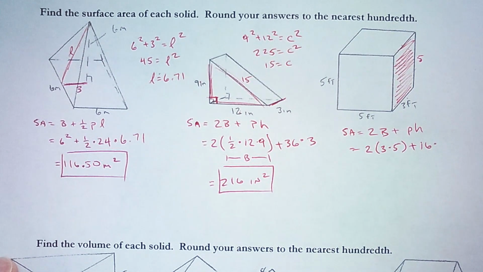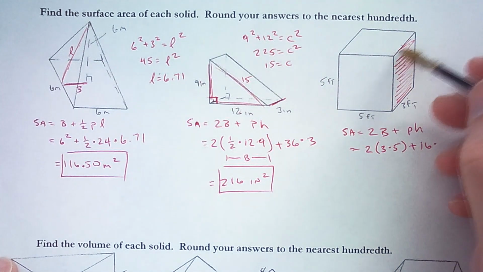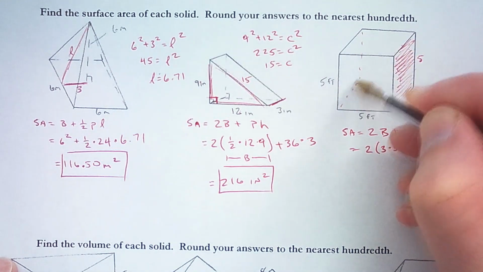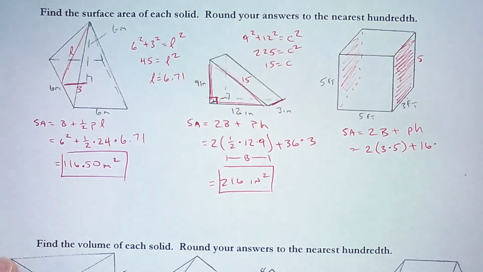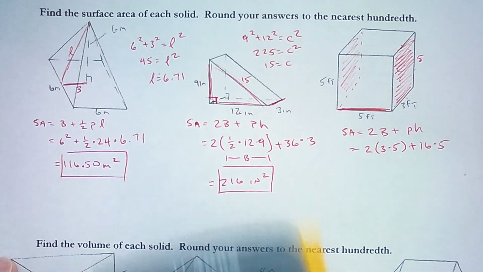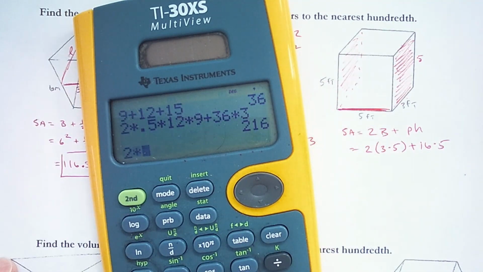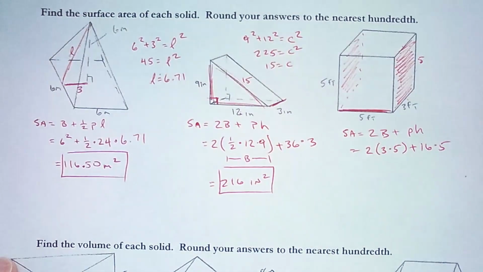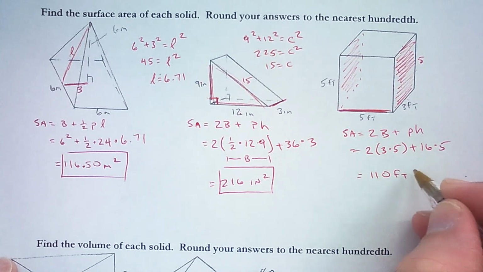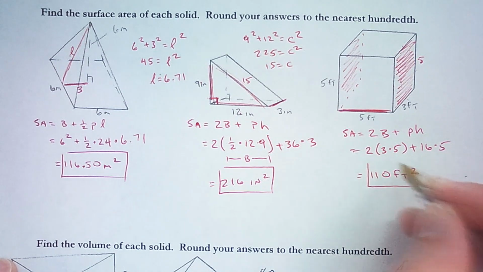Times the height, and the height is the distance between the bases. So if I have a base on the right side, that means I also have a base on the left side. The height is the distance between them, and that is 5. So we have 2 times 3 times 5 plus 16 times 5. And that is 110. We have a surface area of 110 feet squared.